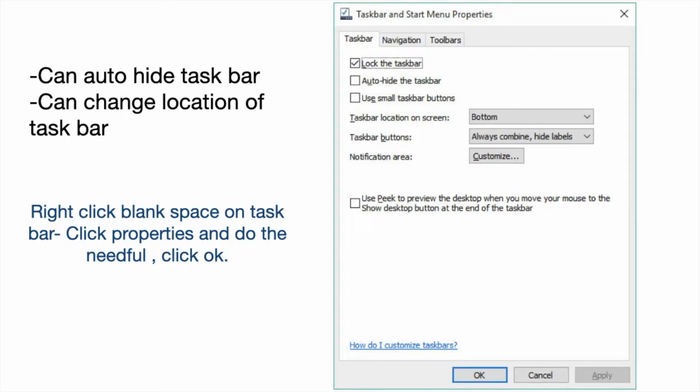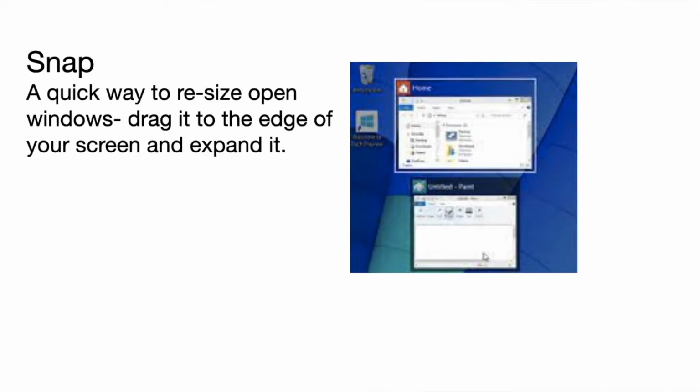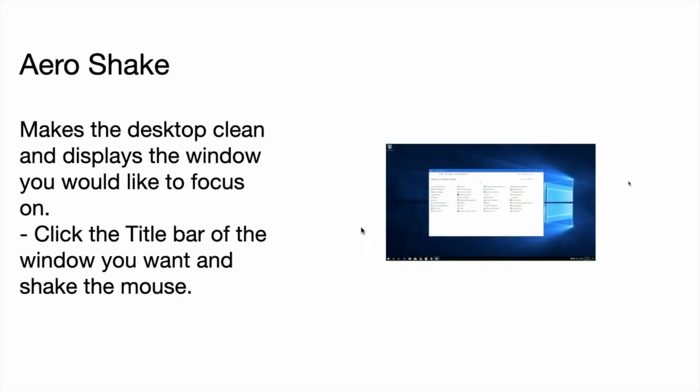You can auto-hide the taskbar. You can change the location of the taskbar. Right-click on the blank space on the taskbar, click Properties, make the changes, and click OK. Snap: a quick way to resize open windows. Drag it to the edge of your screen and expand it to whichever size you want. Arrow Shake: it makes the desktop clean and displays the window you would like to focus on. Click the title bar of the window you want and shake the mouse.